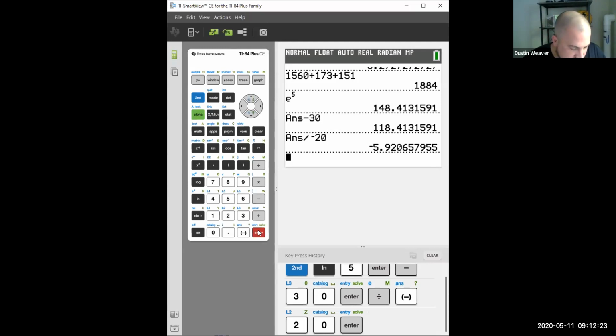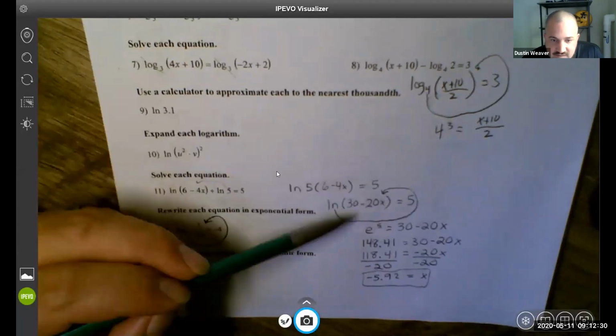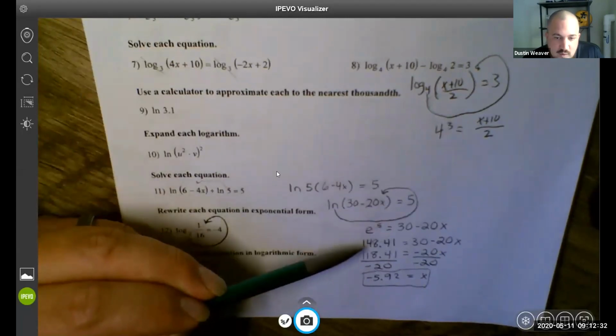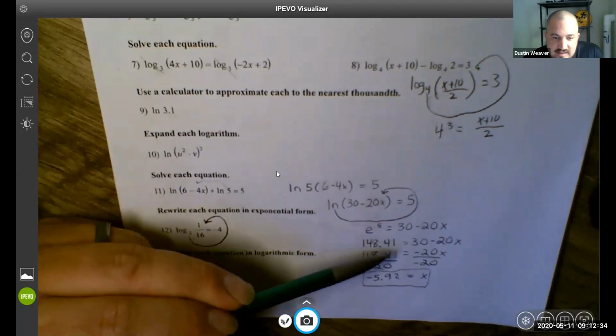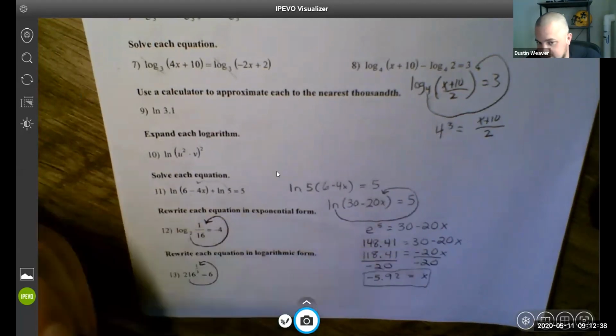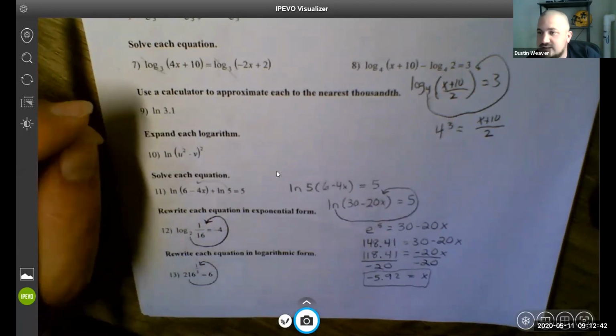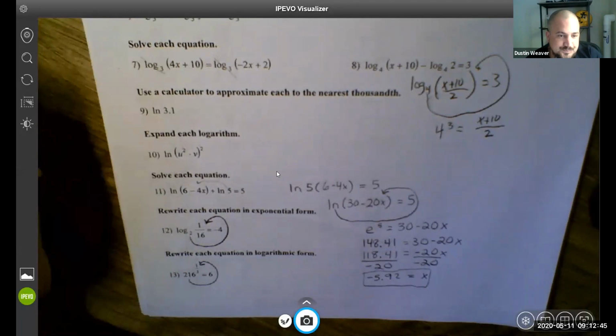Is my final answer. And I'll go back to the paper. We go back to the paper now. You see, I did e to the 5th. I got 148.41. I then subtracted 30. We got 118.41 equals negative 20x. And then I divided by negative 20. At negative 5.92. Do those two make sense now that we did those two?